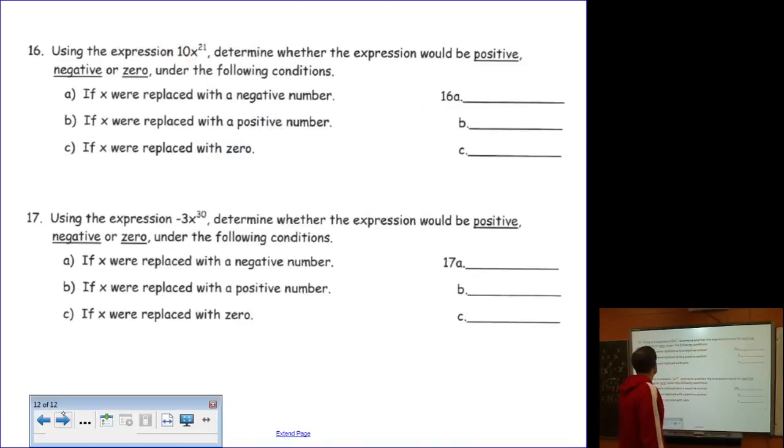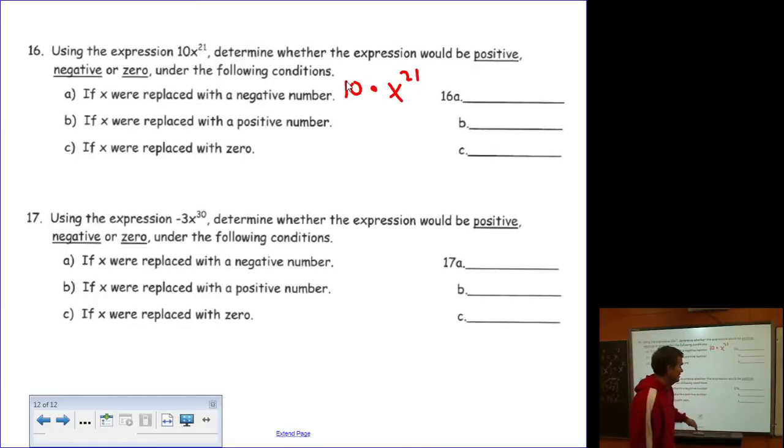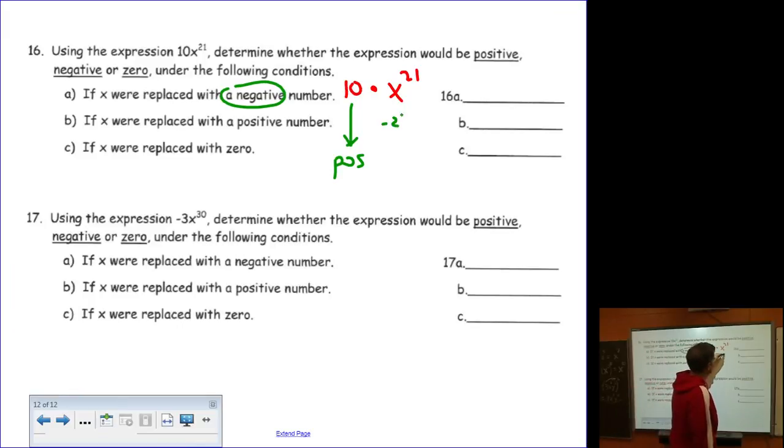Two more. Number 16. I have 10 times x to the 21st. All right, let's look at the sign of the two things that are being multiplied together. The sign of 10 is positive. 10 is a positive number. What's the sign of x to the 21st? Well, that depends what you put in for x. If you put a negative number in for x, any negative number to an odd exponent will still be negative.